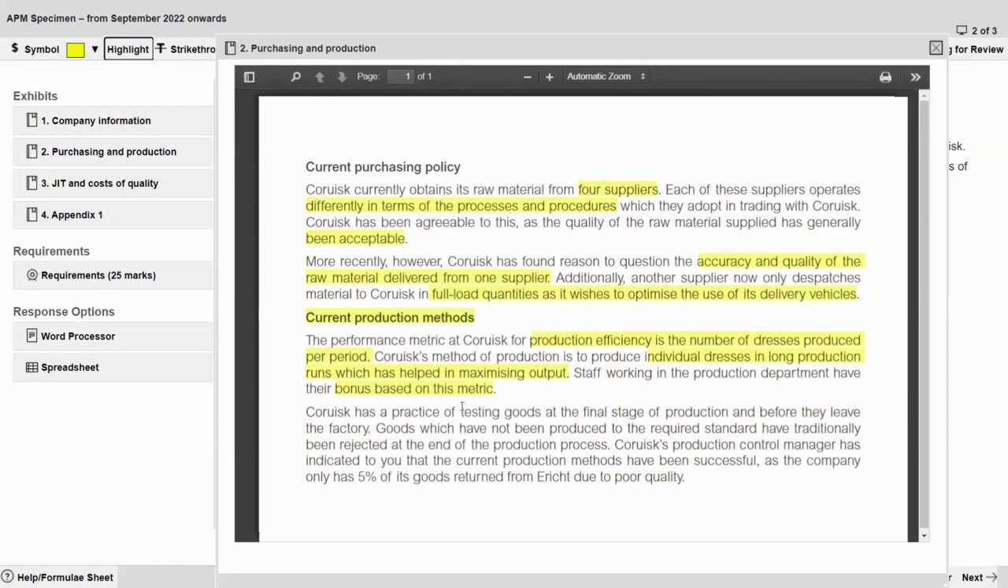The next situation is that Coriolis has the practice of testing goods at the final stage of production, before they leave the factory. The goods which have not been produced to required standard have traditionally been rejected at the production process. So there have been rejections also. The way they have been producing the goods, it has not always been the correct production. It has not always been right first time production. At times the goods are produced right first time. At times the goods are produced which are not right first time.